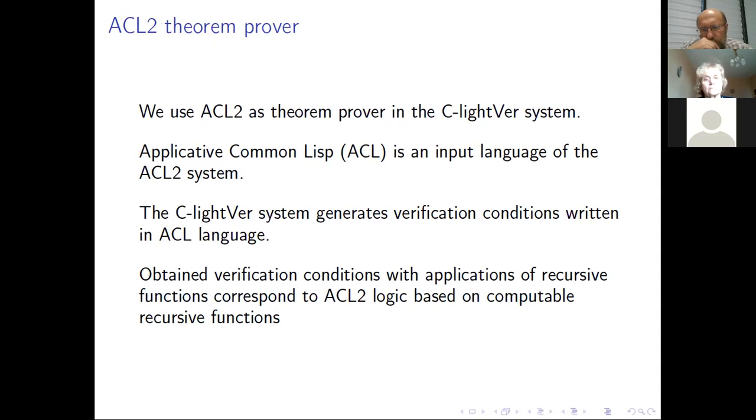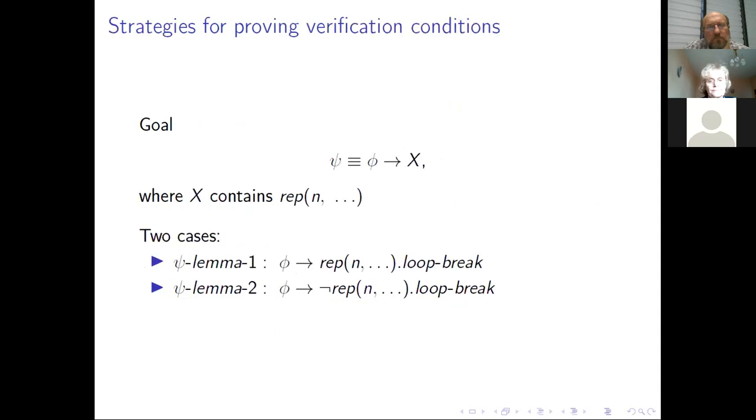ACL2 uses applicative Common Lisp as the input language. The main feature of ACL2 is a high level of automation, because ACL2 is based on reasoning about recursive functions by induction. However, we should help ACL2 and other proof assistants to prove verification conditions in automatic mode.